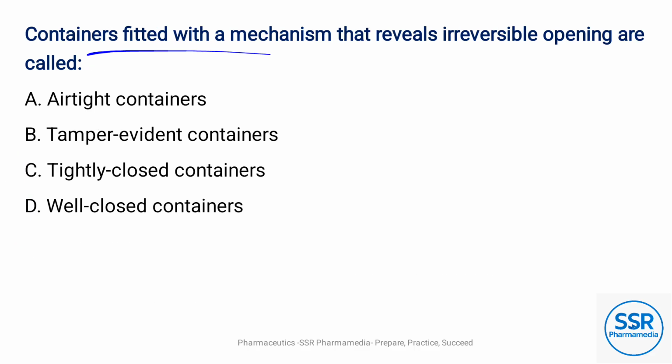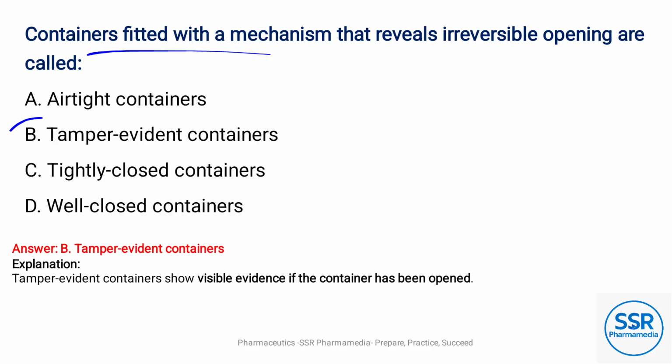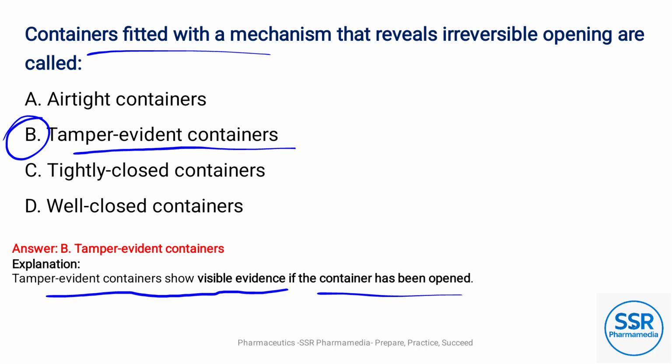Containers fitted with a mechanism that reveals irreversible opening are called, option B, tamper evident container. A tamper evident container shows visible evidence if the container has been opened.